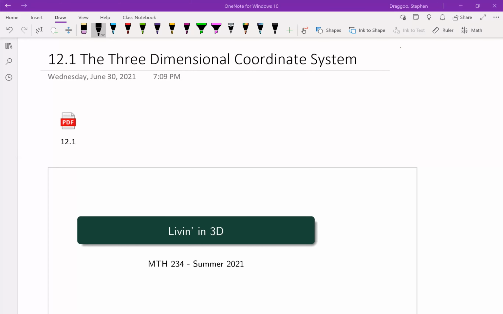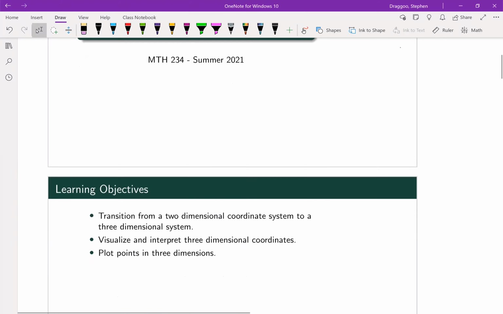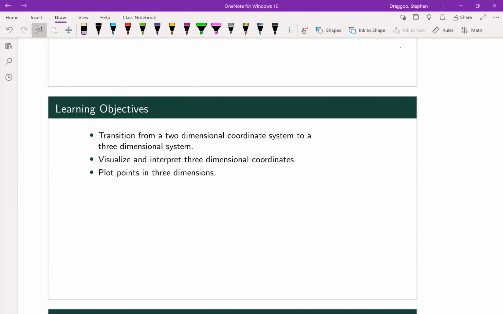All right, let's start with section 12.1, which will cover the three-dimensional coordinate system. So 3 learning objectives this time. We're going to hopefully transition from the traditional 2-dimensional coordinate system, that being x and y, into a 3-dimensional system that'll have x, y, and z.